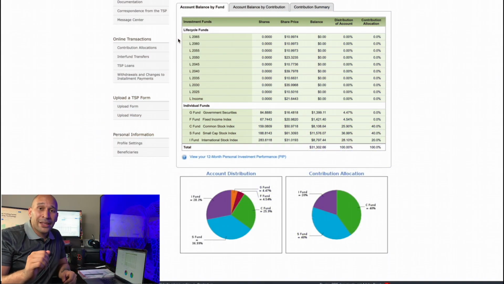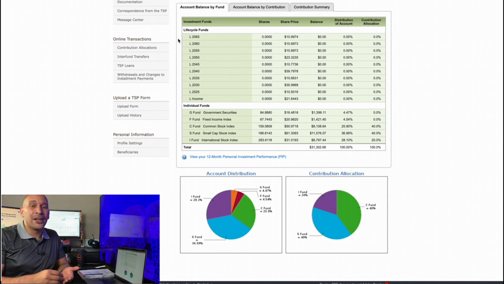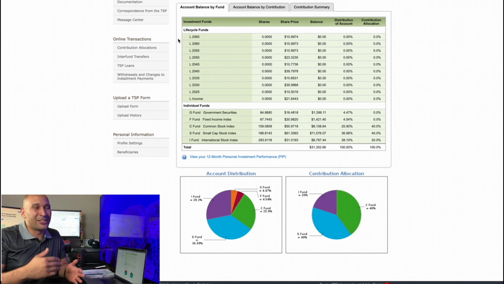Now, keep in mind that I do have two different TSPs because I was a civilian for about 5 years, which I still currently am, but I am on orders, so I am not currently putting into my civilian TSP. I've been military for about 10 years, but didn't contribute as much as I should have, which was my mistake. Lesson learned, older, wiser, I'm making more contributions now.